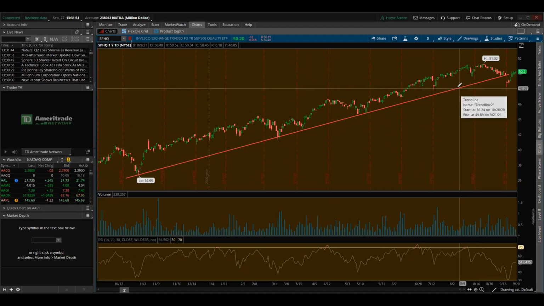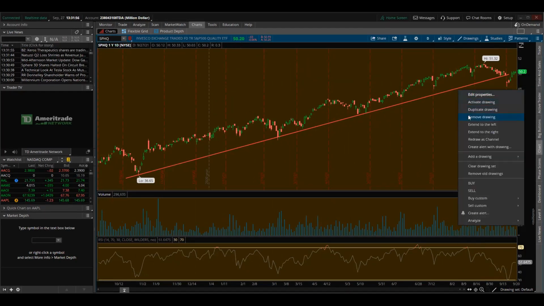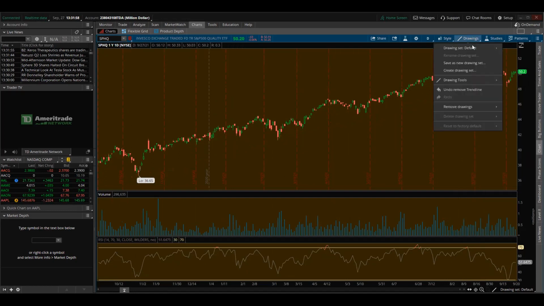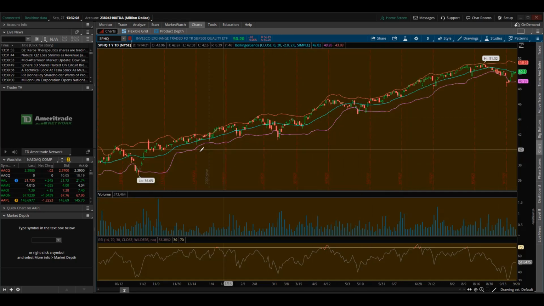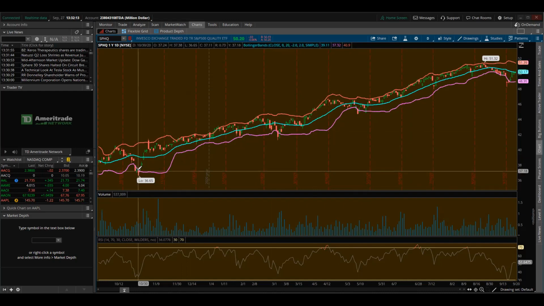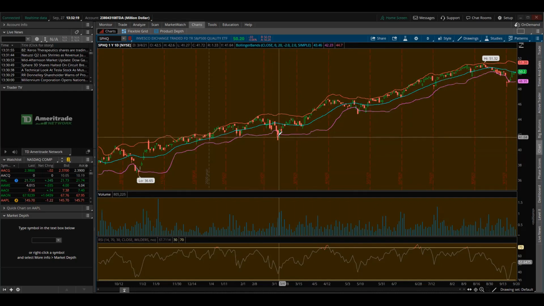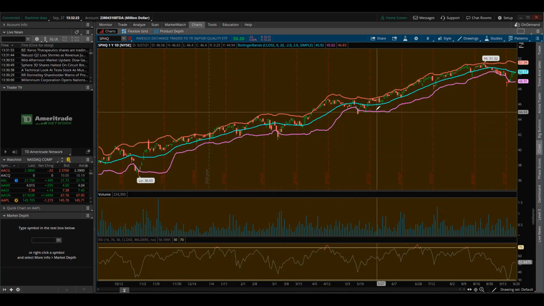You can either use a trend line like that, or you can use my favorite. You can use the Bollinger Bands. So let's just put our Bollinger Bands on there. Voila, there we are. So every time that the stock is trading at the lower end of the Bollinger Bands, that can indicate a signal for you to enter in on this particular stock.